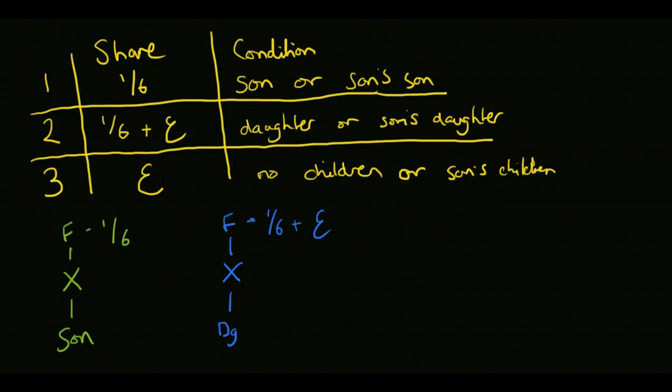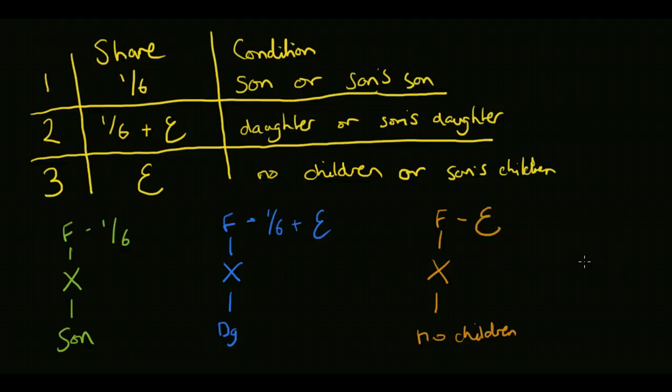The third situation is when we have X and he has a father and he doesn't have any children or grandchildren through the son. So son's son or son's daughter doesn't exist, so no children. In this situation we can see from above we receive asaba.